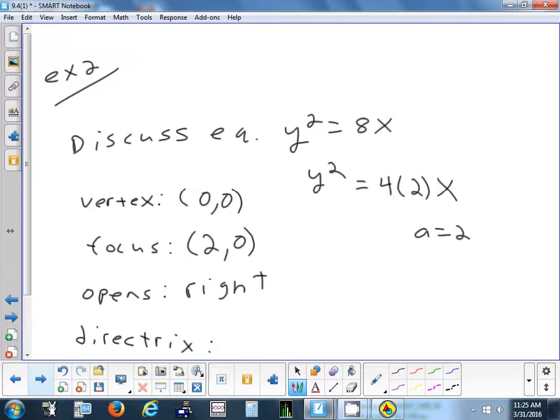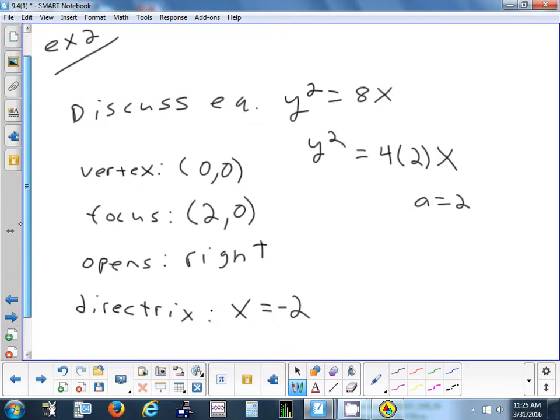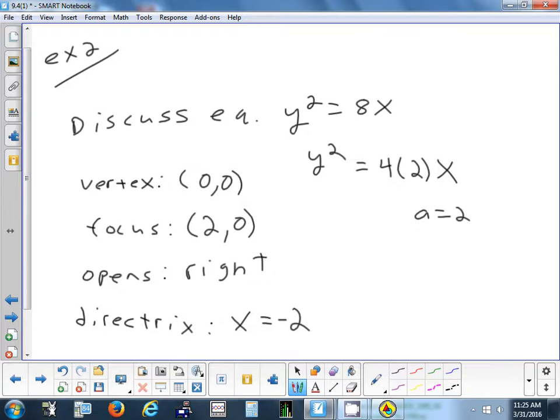And the directrix has to be on the other side of the vertex, but equidistant. And it's x equals negative 2. Is there anything else we could? Nope, that's it. So when I ask you to discuss a parabola, these are the key things you need to mention: vertex, focus, which way it opens, and directrix. How do you get the directrix? I just use the formula. It says for this equation, it's x equals negative a. So if a is 2, it's negative 2.